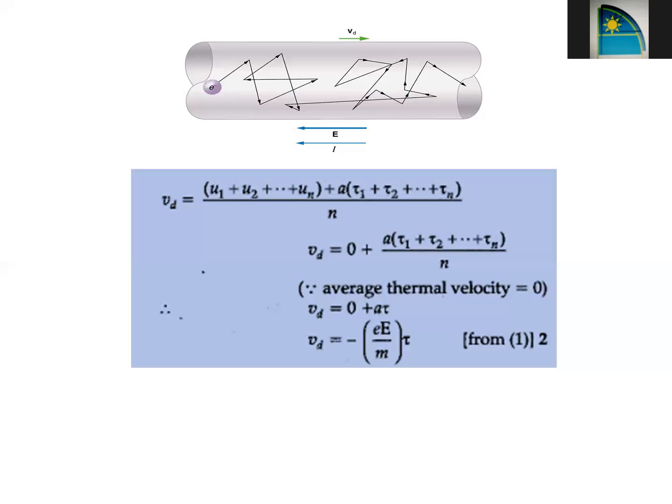Tau is actually equivalent to the relaxation time. It is the time between two collisions, when two electrons collide with each other.